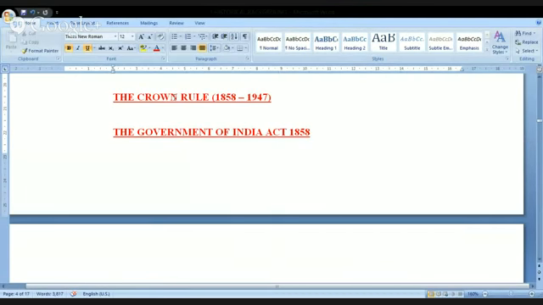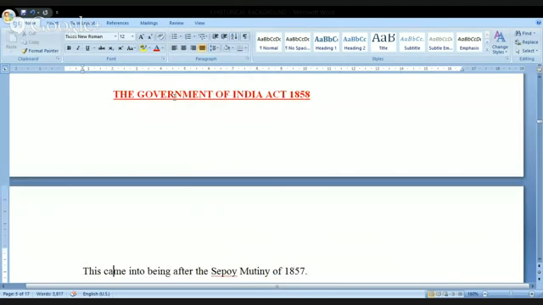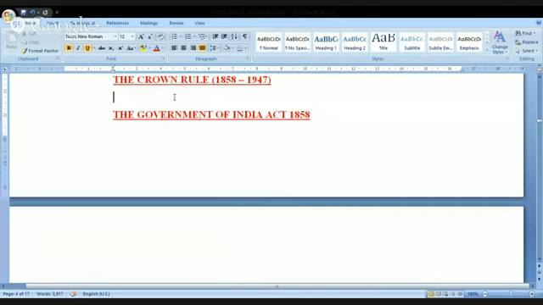The Government of India Act 1858. Okay, you can see here in the examination, if you want to write this like this, you are very much permitted. You can just say GOI 1858. So this is also very much permitted. Many times you will come across the word Government of India, GOI.